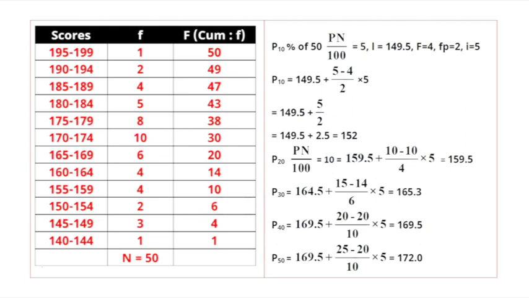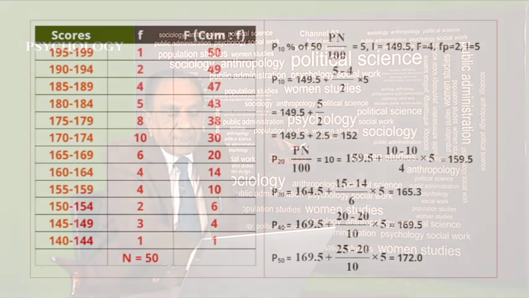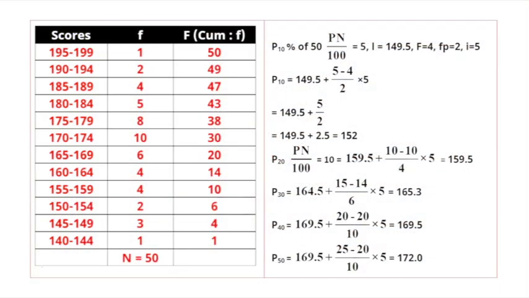Now, Pn upon 100 is 5. Now, what was the capital F? Minus F is the sum of the frequencies of those class intervals which are less in value than the class interval in which Pn upon 100 is coming. Pn upon 100 is coming in 150 to 154. Now, what are those class intervals which are less in value than this? 140 to 144 and 145 to 149. So, the sum of these frequencies, which we have already done, is 1 plus 3, so the value of capital F will be 4.